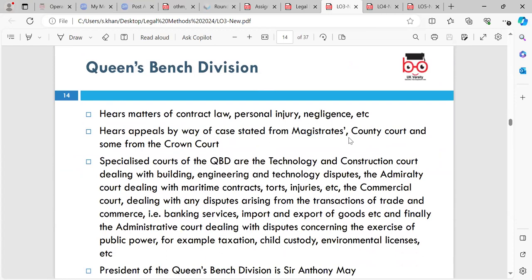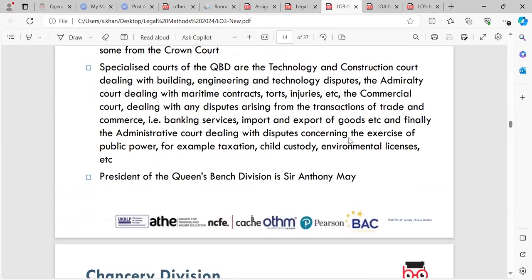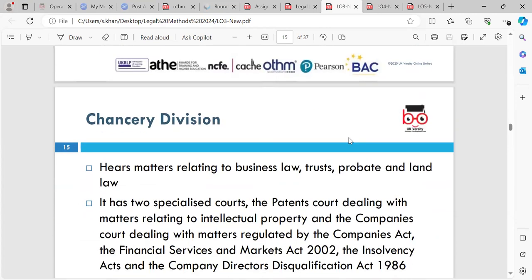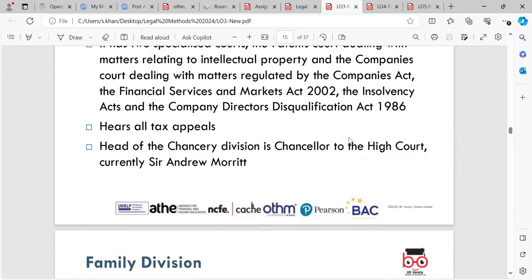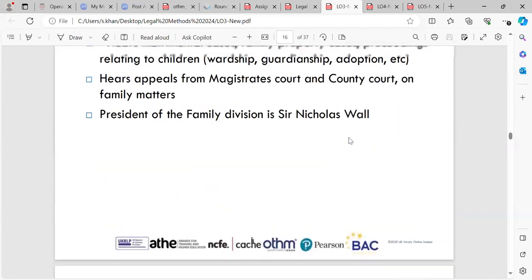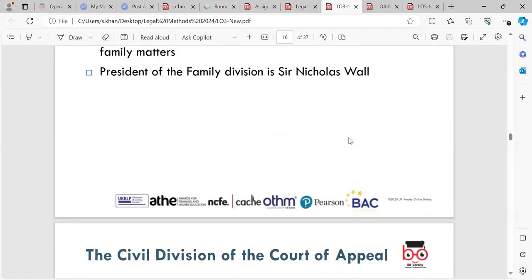We also went on to look at the Queen's Bench Division and what kind of cases they hear, things like contract law, personal injury, negligence. We then went on to the Chancery Division, which looks at business law, trust, probate, and land law. And the Family Division deals with guardianship, matrimonials, cases such as getting parental responsibility, anything in relation to children.